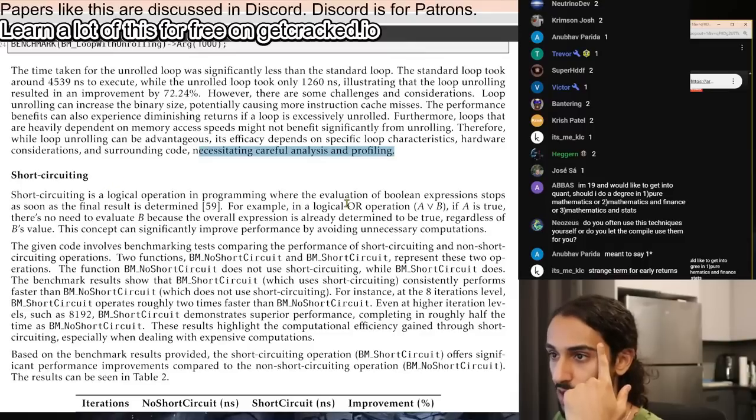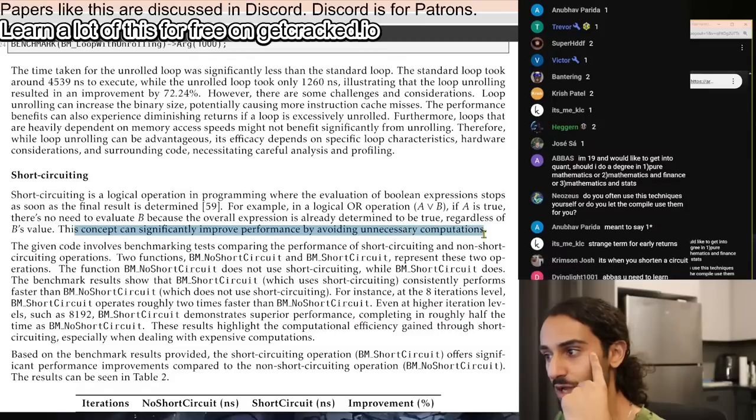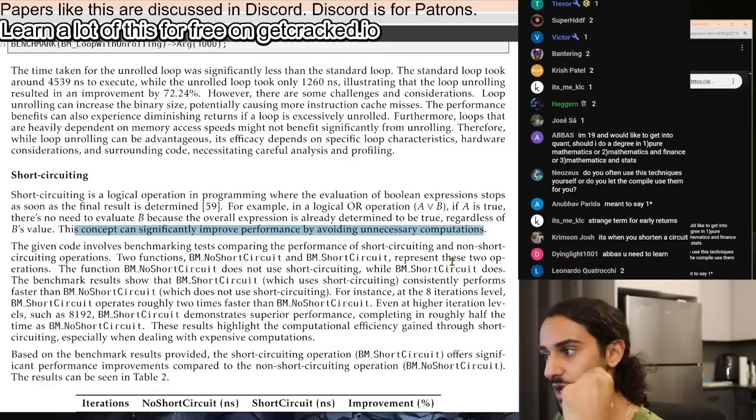For example, in a logical OR A and B, if A is true, there's no need to evaluate B because the overall expression is already determined to be true regardless of B's value. This concept can significantly improve performance by avoiding unnecessary computations.